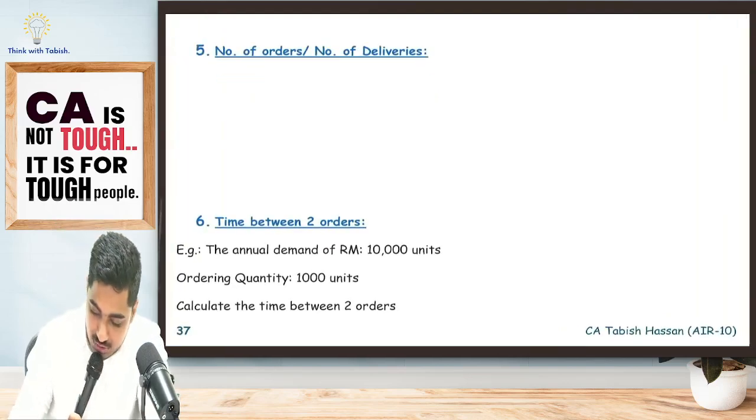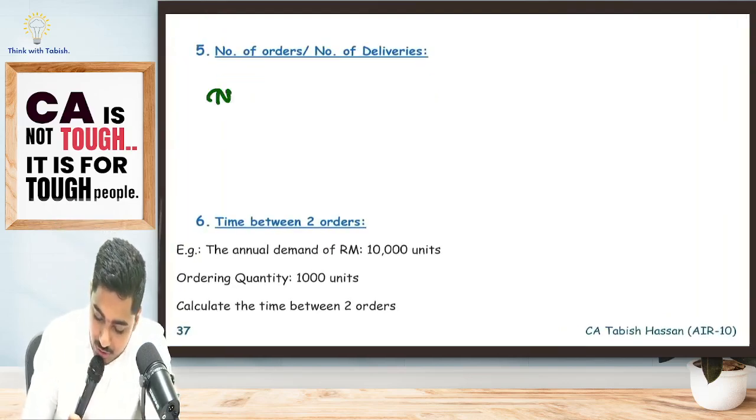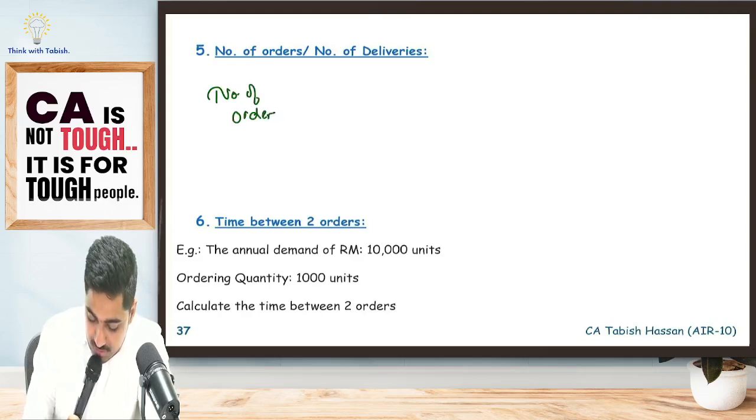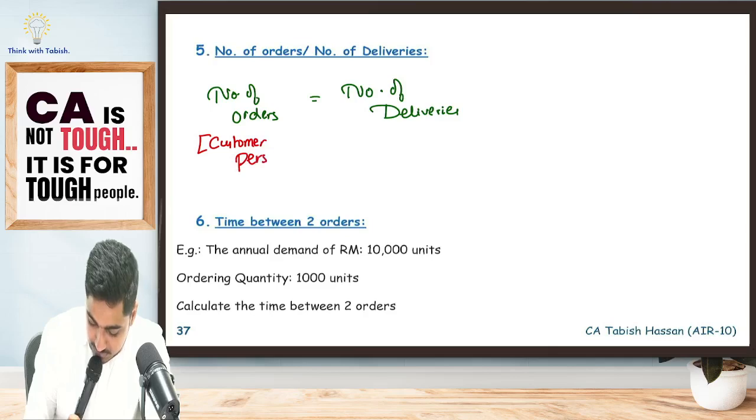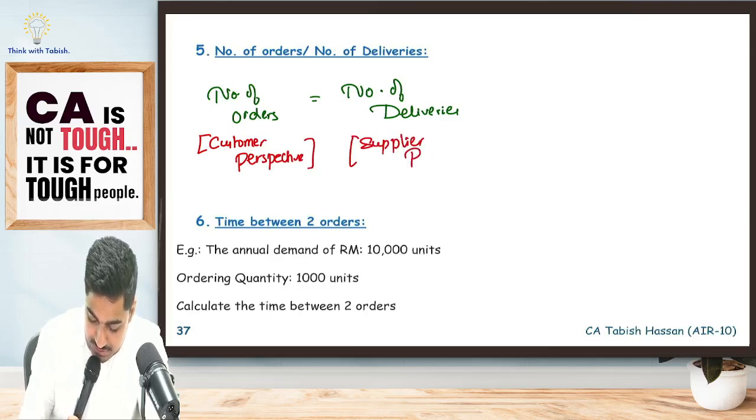So I will write it down. You guys can also scribble it. Number of orders is equal to number of deliveries. The only difference is that order is from the customer perspective. Delivery is from the supplier perspective.